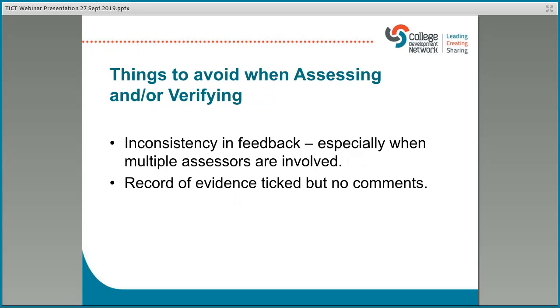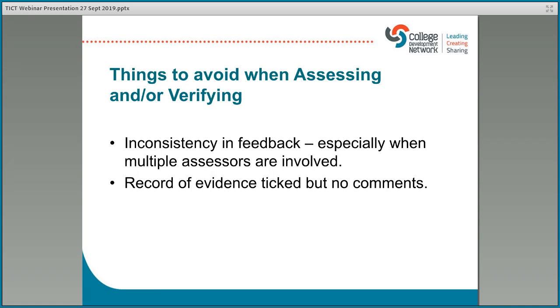The great thing is when it comes to things to avoid, there are relatively few things that we are picking up through that external verification process. And that is testament to the great quality assurance systems in colleges, which is fantastic to see. Two minor things just to be aware of.